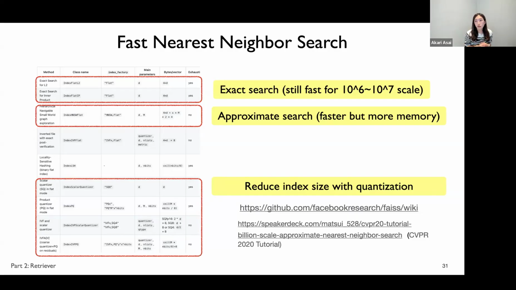For instance, we have some prior work that generates binary embeddings instead of float embeddings. And by doing that, we can reduce the total embedding size of Wikipedia from 60 gigabytes to 2 gigabytes.